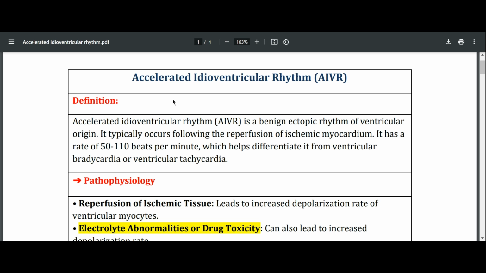Hello, today we will discuss accelerated idioventricular rhythm. It's from past medicine notes of the MRCP Part 1 exam.